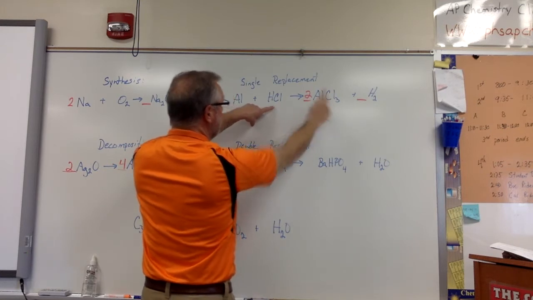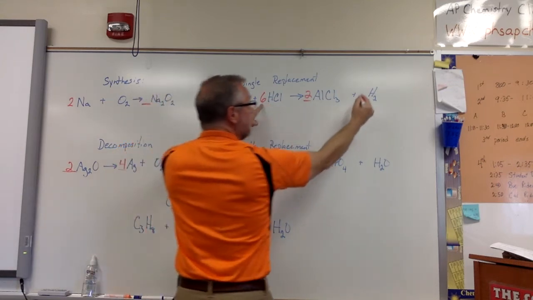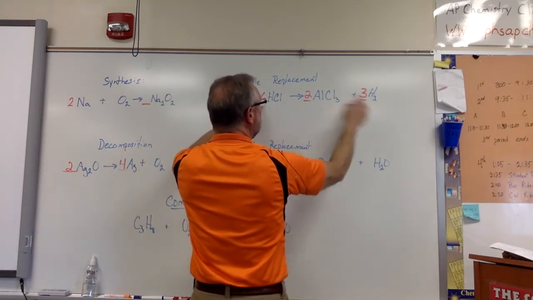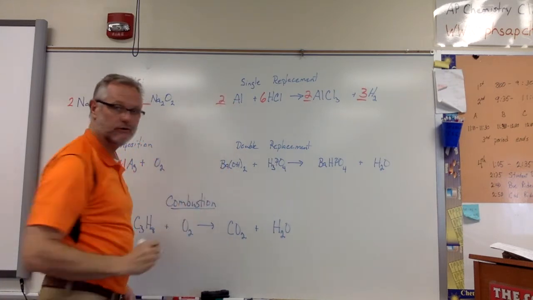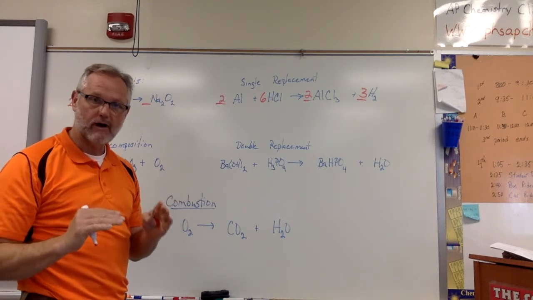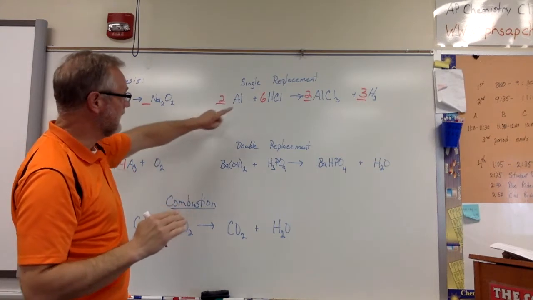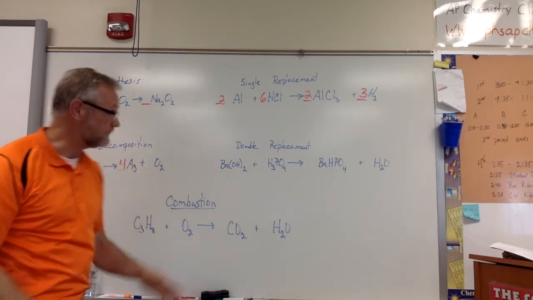That's 6 chlorines, so I'm going to have to put a 6 right here. Now I have 6 hydrogens. I can put a 3 right here. I have 2 aluminums, so I can put a 2 right there. So it's all about being able to figure out where to start. And that's exactly what we're doing whenever we determine the type of reaction.